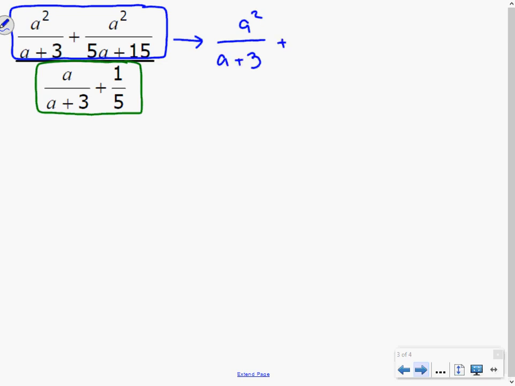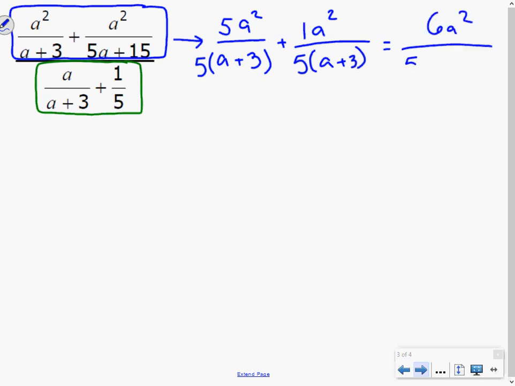So what I want you to notice here is that the denominator of this second expression can have a 5 factored out of it, leaving us with an a plus 3. Right, so we can see, hey, both of these denominators have a plus 3. I just need to get it so the left one also has that 5. So we have a 5 now being multiplied to the numerator and denominator. Well, now we can go ahead and add these together, right? 5a squared plus 1a squared gives me a 6a squared in the numerator over that common denominator of 5 times a plus 3. Okay, so that one's good.